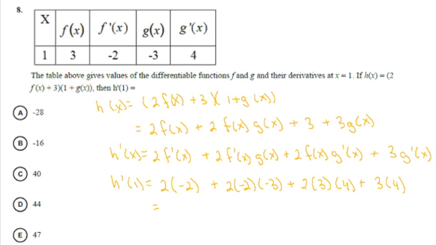Now let's test our arithmetic skills. That is negative 4 plus 12 plus 24 plus 12. That is negative 4 plus 48 equals 44. Our answer is D. That was a fun one right there.